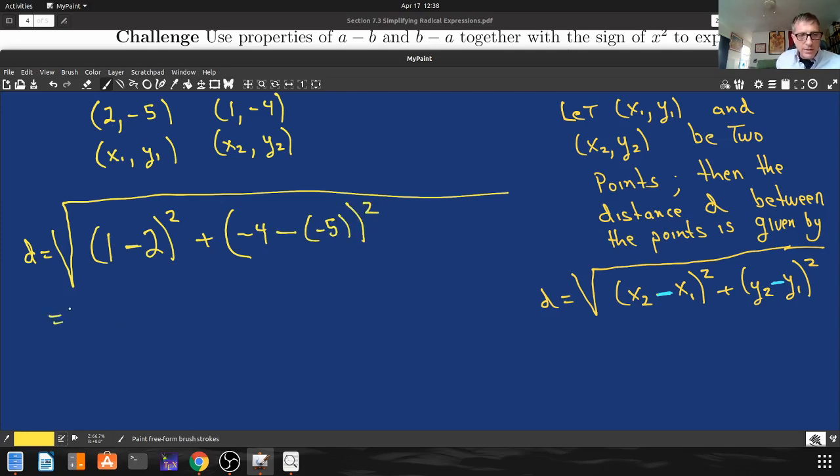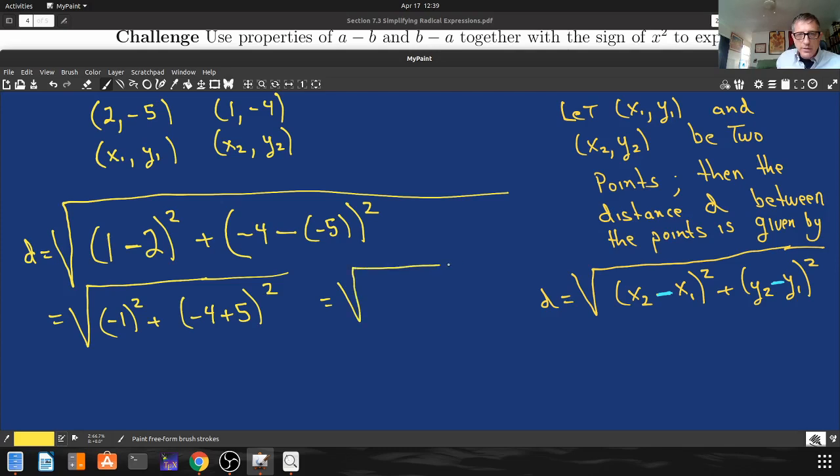So let's simplify this. 1 minus 2 is minus 1, and that's squared. Minus 4 minus a minus 5 is minus 4 plus 5, so that's squared. So this is equal to minus 1 squared is 1, minus 4 plus 5 is 1, and 1 squared is 1. So the answer is the distance is the square root of 2.